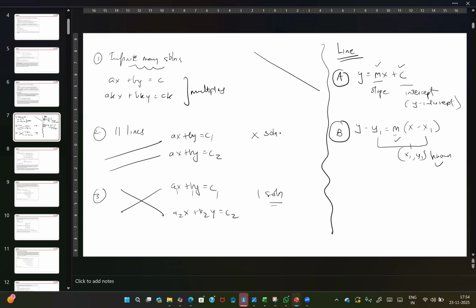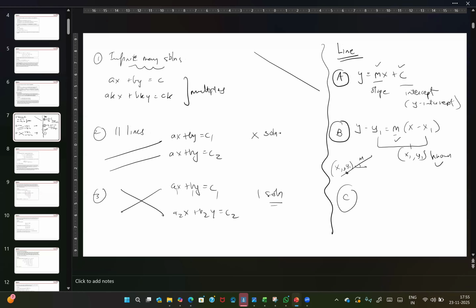So for instance, we know what the slope is, and we know that the line passes through x1 comma y1. We don't know the intercept, but we know that the slope is m and it passes through x1, y1. So then we will use this to find the line equation.